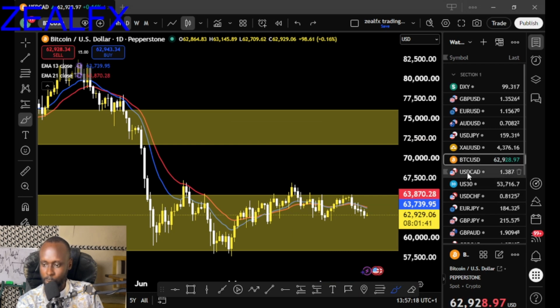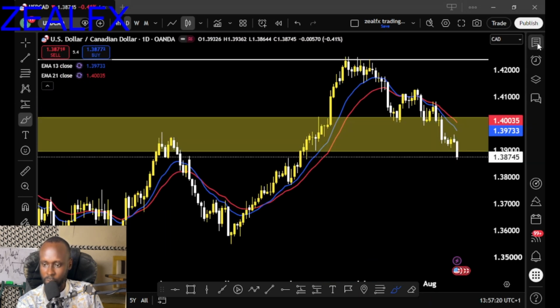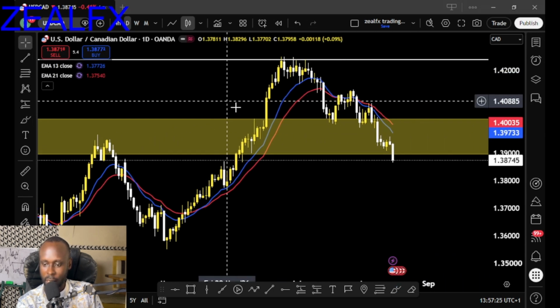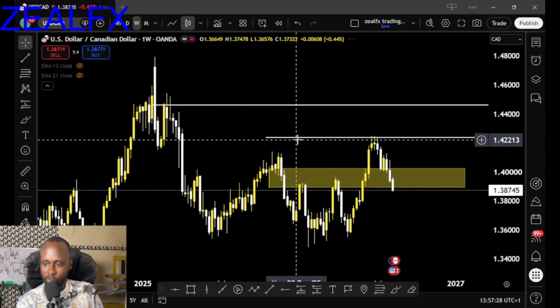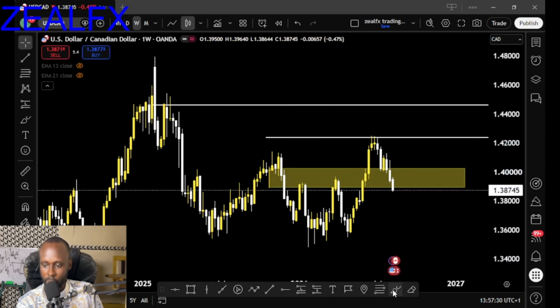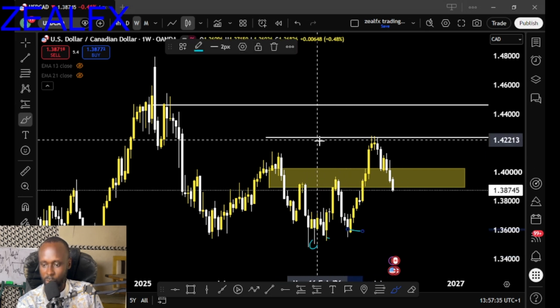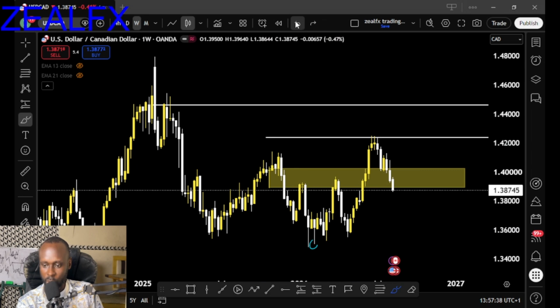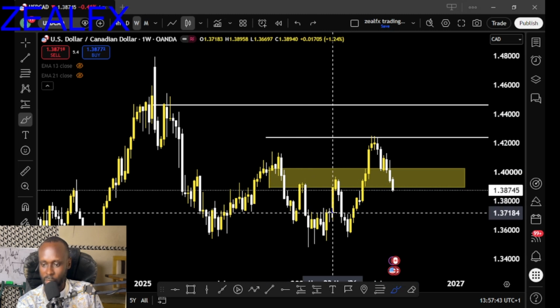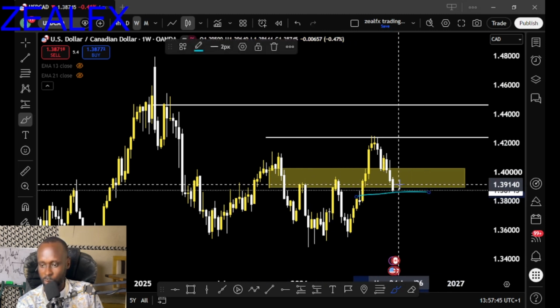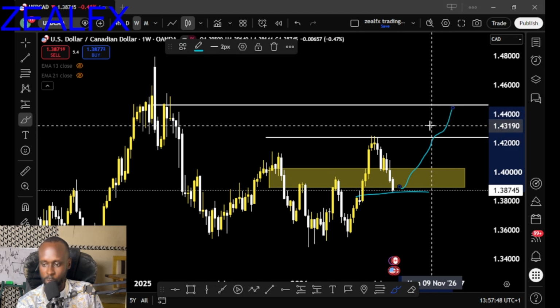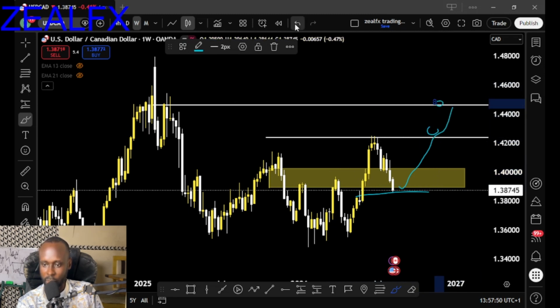So let's look at the next pair, which is USD CAD. On my weekly time frame, you can clearly see we have a bullish structure on the USD CAD, which is we have this lower low, higher low, and higher low. So long as we have this structure for a bullish trend, we expect more buying opportunities on the USD CAD. So we expect price to retest all these areas, then we'll start looking for a possible buying opportunity with our first target at this level and second target at this level. So USD CAD still remains bullish on the weekly time frame.